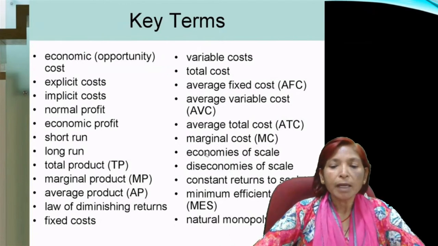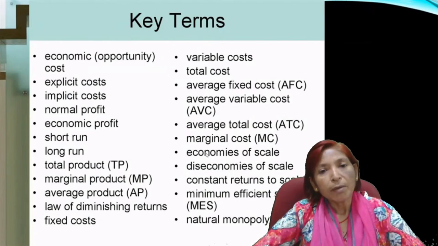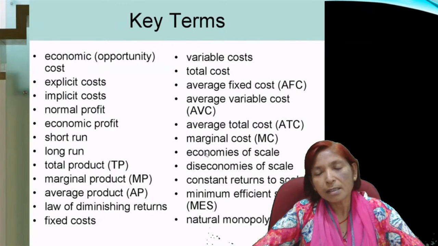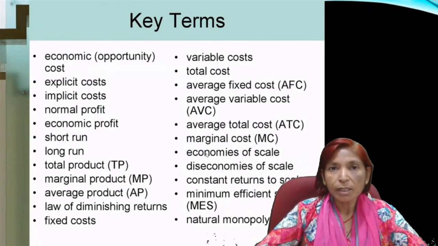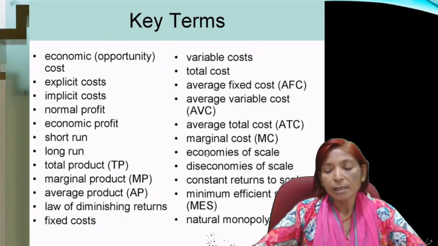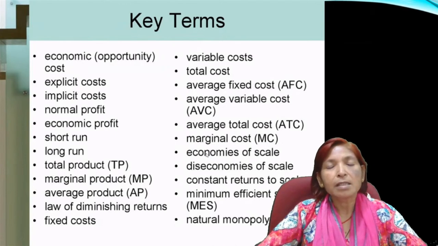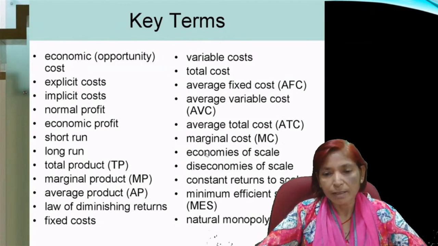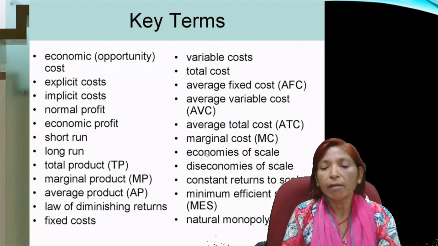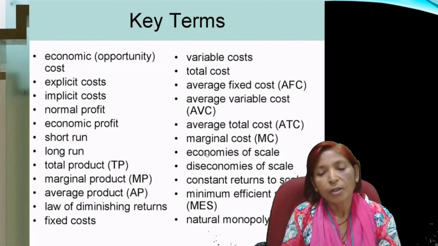Next is minimum efficient scale. Minimum efficient scale is that level of scale at which the producer gets the same amount of output for whatever he is using in producing goods and services. So this is minimum efficient scale.